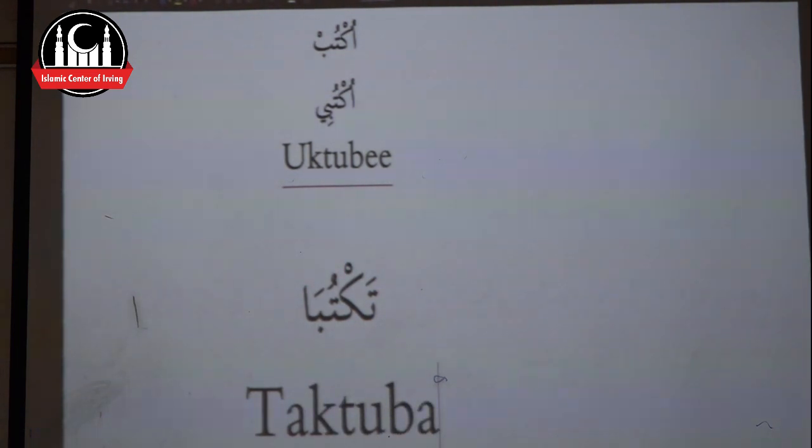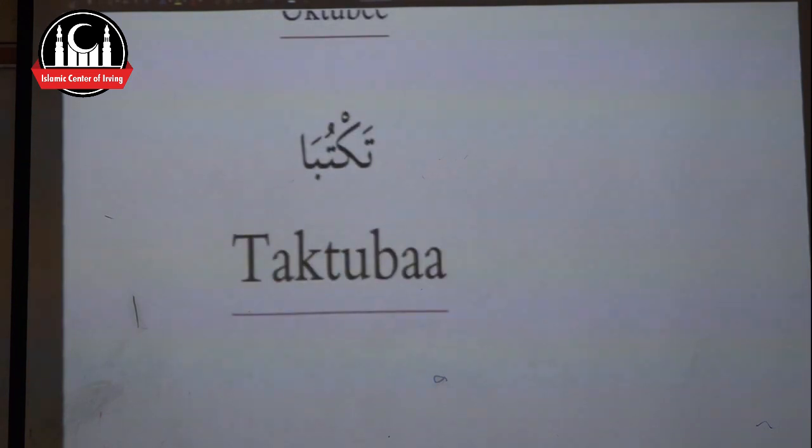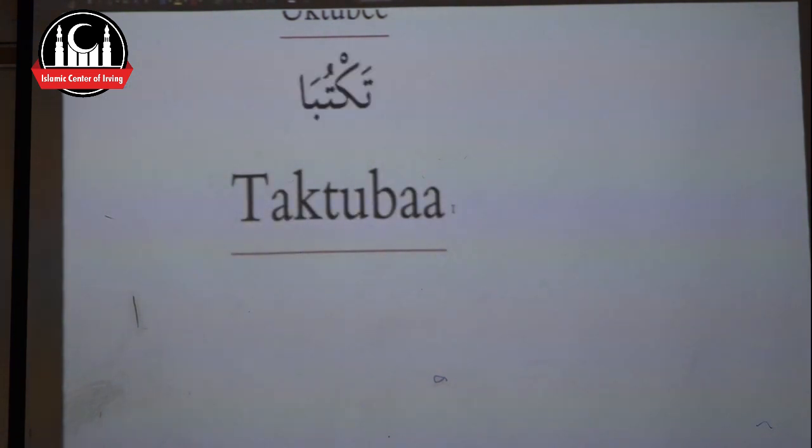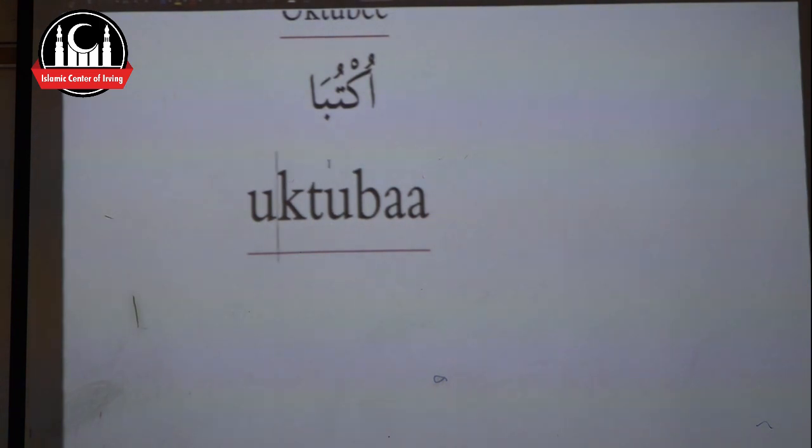Taktuba. Okay. I don't have the diacritics here to indicate a long A, so I'm just going to put 2 A's there. Usually you want to put a diacritic, but I don't have them readily available, but that's fine. Okay. Taktuba. Now what you're going to do is cut off the ta. I want to put a vowel there so that I can pronounce it, right? I'm going to put a U there.